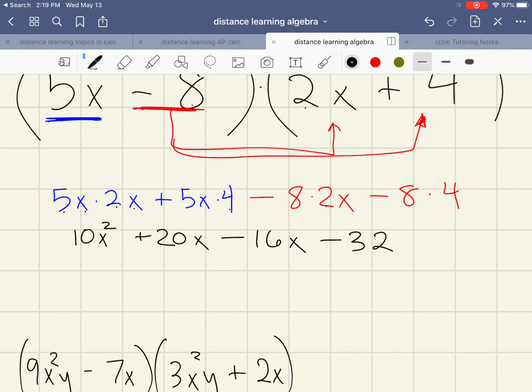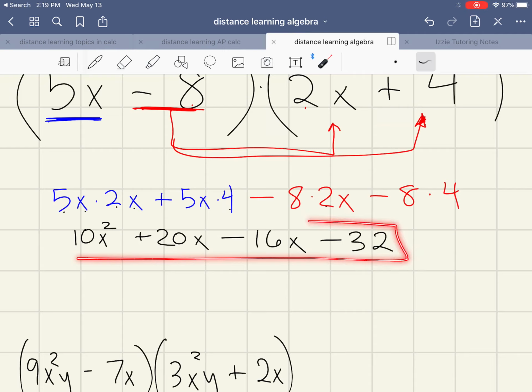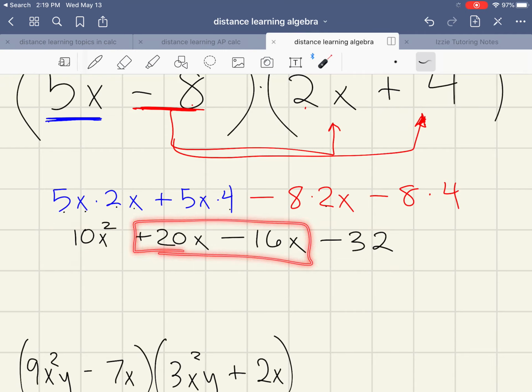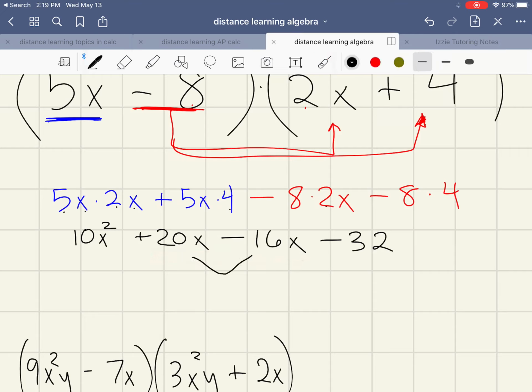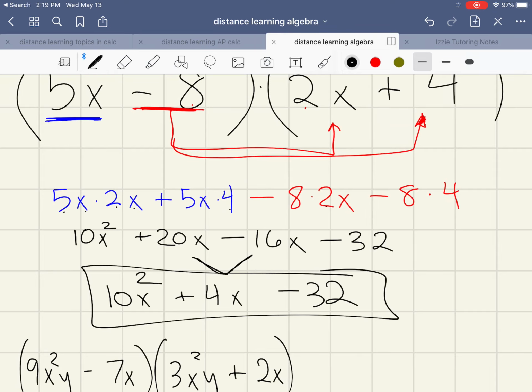Am I done? Sometimes I will be. Sometimes the answer will have 4 terms. And sometimes, like this case, we will get common variables, same exponent, also known as like terms. Once we combine like terms, we will be done. So the 10x squared doesn't have a like term. The negative 32 doesn't have a like term, but 20x minus 16x is plus 4x. Now I'm done.